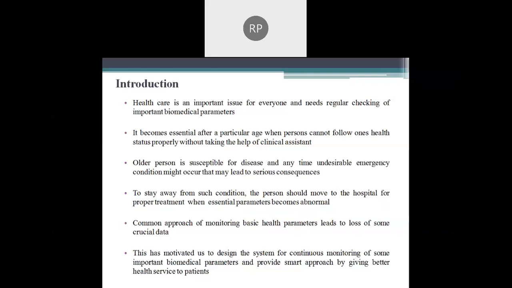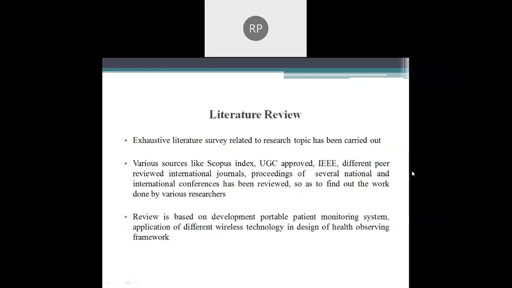So this has motivated us to design a system for continuous monitoring of some important biomedical parameters and provide a smart approach by giving better health service to the patient.